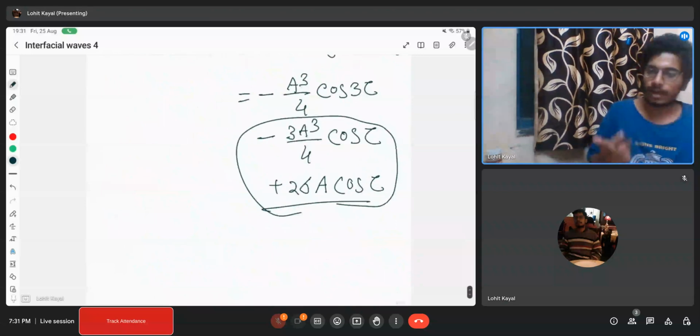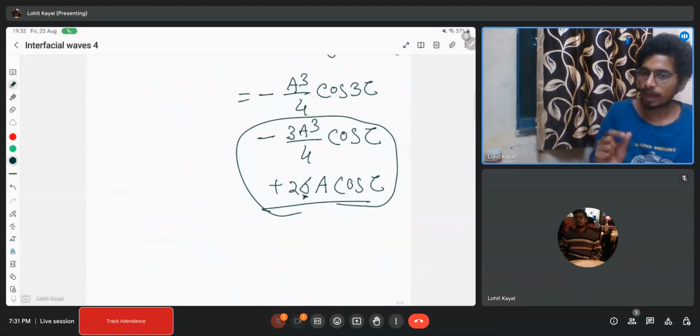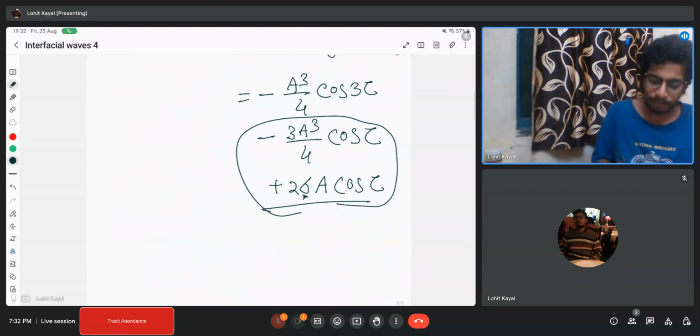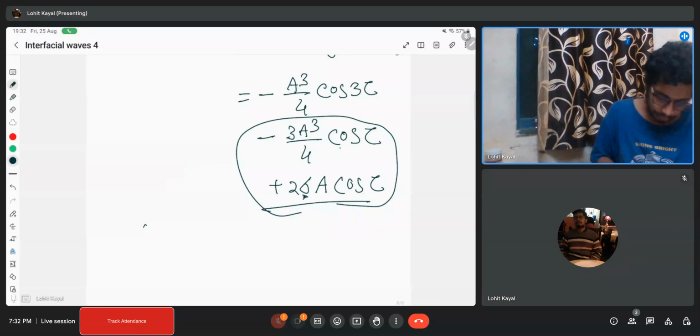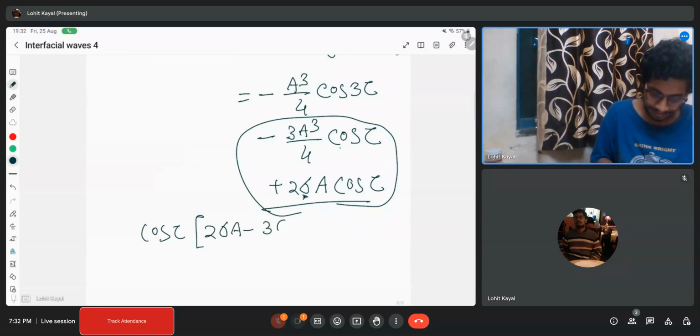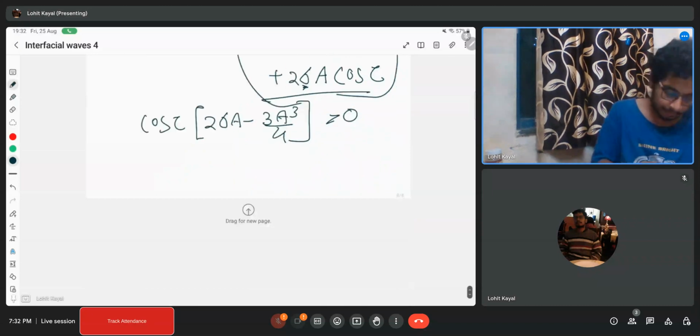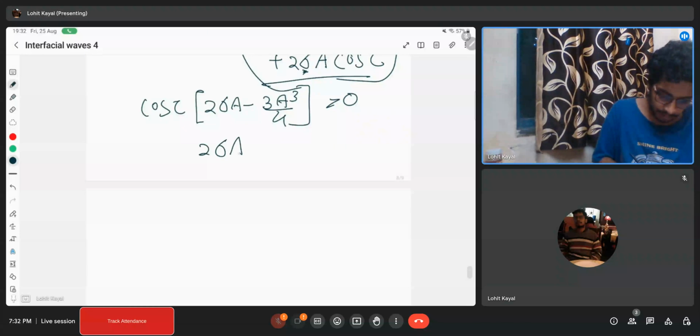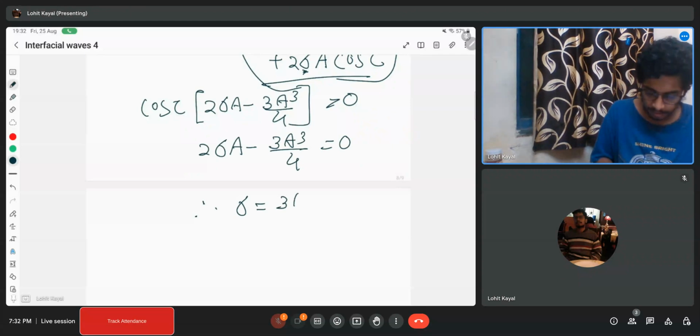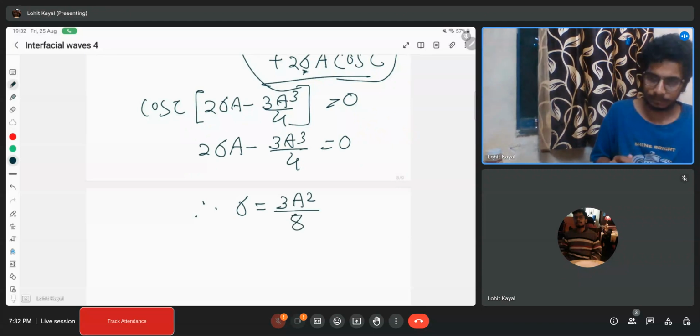But here, as we have stretched our time, we have a coefficient, and we can tweak the coefficient to make the coefficient before cosine 0. So if we do that, we will get 2 sigma epsilon minus 3 a cube by 4 equal to 0. That means 2 sigma epsilon minus 3 a cube by 4 equal to 0. So sigma equals 3 a square by 8.